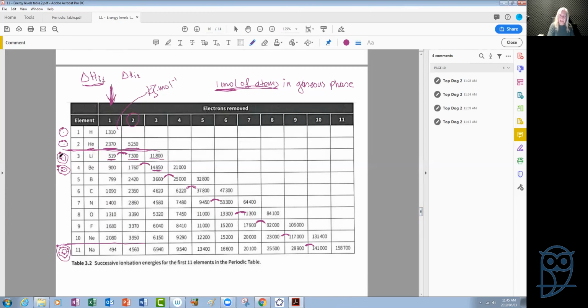But then the remaining electrons are in the inner energy level number 1. And that is why to remove the second electron, we need quite a lot of extra energy to remove it. That is why we have a big jump from the 500 to the 7,000 kilojoules.